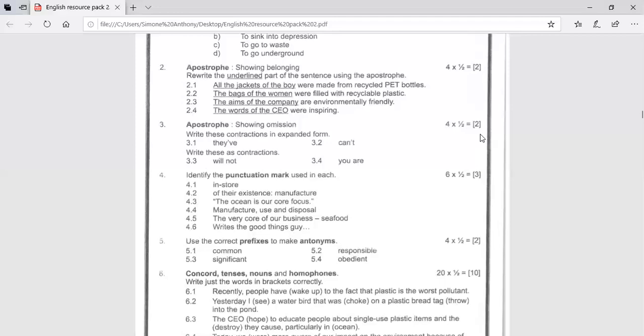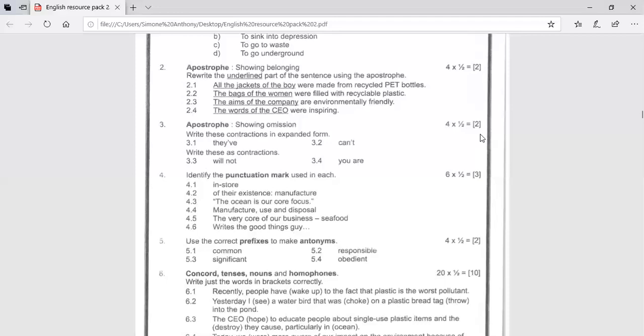Question 5, use the correct prefixes. Prefixes are the letters before a root word. Suffix, when you talk about suffixes, you talk about the letters at the end after the root word. So they're telling you, use the correct prefixes to make antonyms. So common will become uncommon, responsible, irresponsible, significant, insignificant, obedient, disobedient.